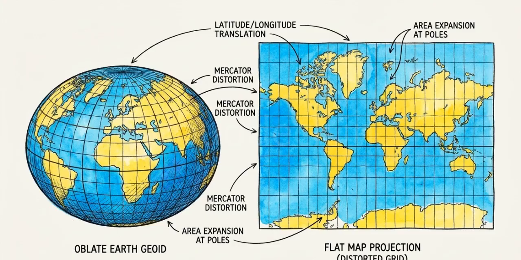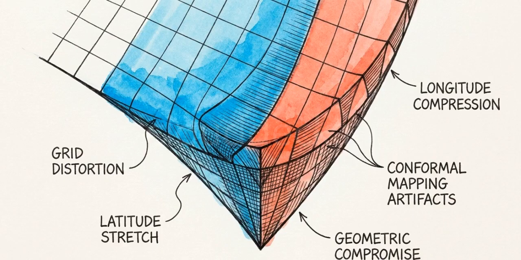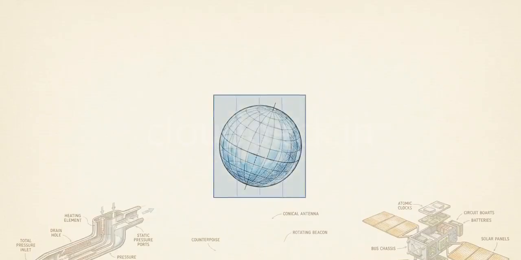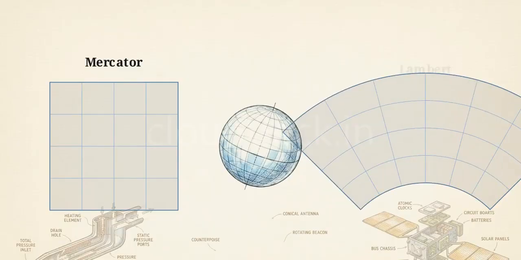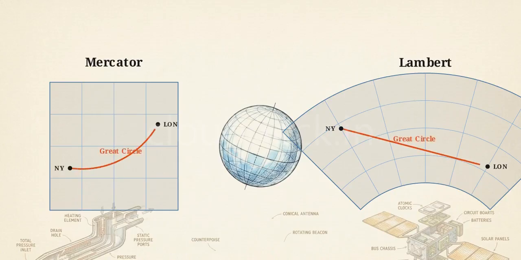Translating this three-dimensional oblate spheroid onto a two-dimensional paper chart creates an unavoidable cartographic dilemma. Mathematical distortion is required to make the map flat. Mercator wraps a cylinder around the equator, while Lambert's places a cone over the pole. Because of this geometry, a great circle curves on Mercator, but plots straight on Lambert. Conversely, a rhumb line is straight on Mercator, but curves on Lambert.